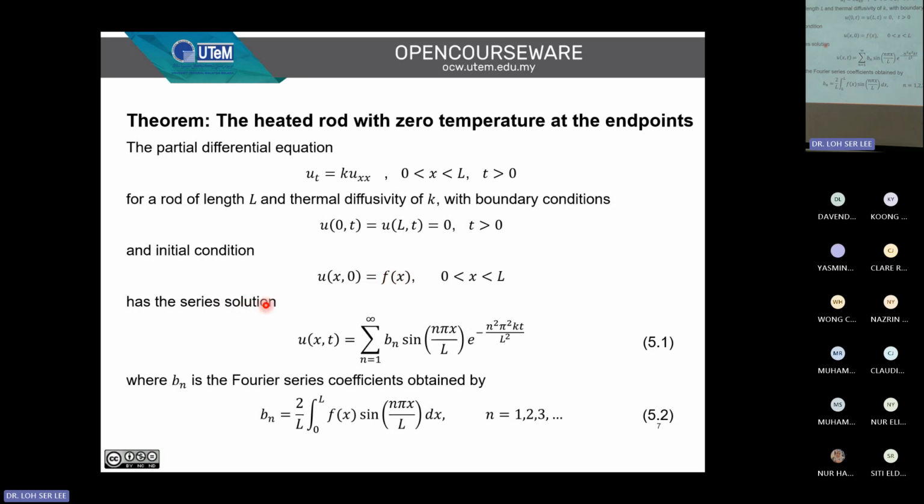So this problem has a series solution like this. You will get this solution, and this B is the Fourier series coefficient. But we do not use this directly. We will derive it step by step to get this solution.